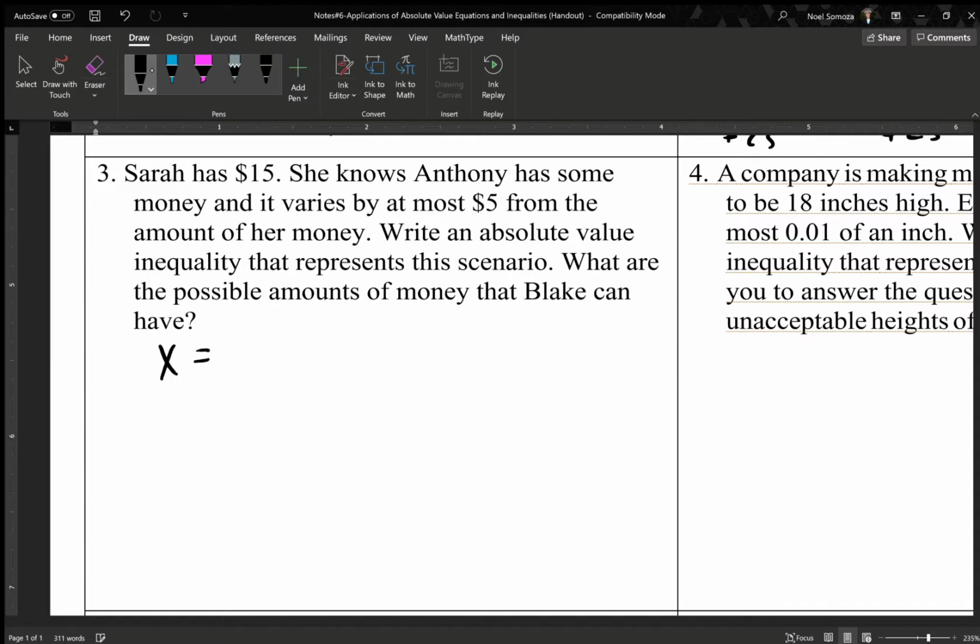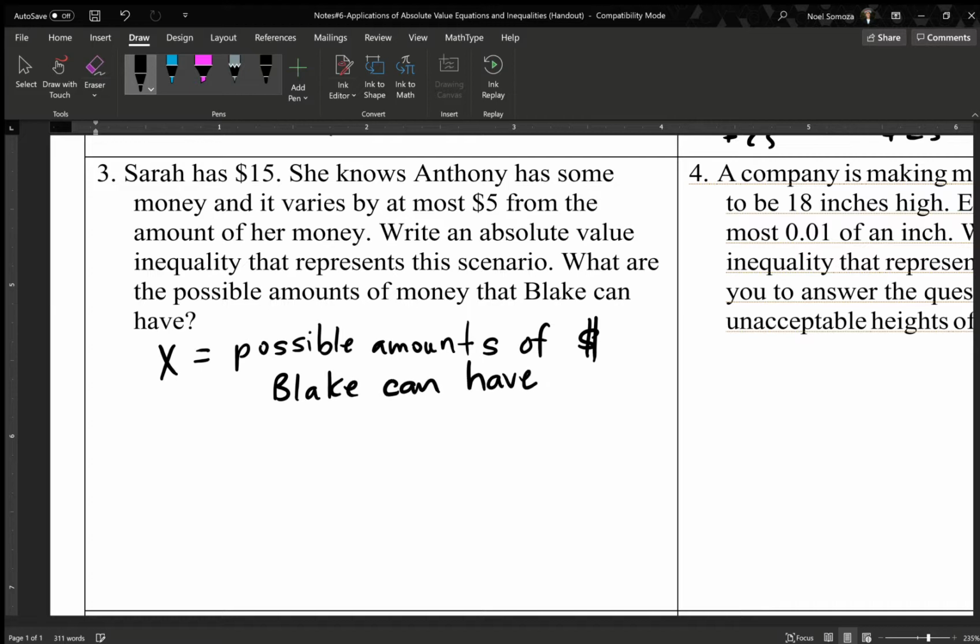Yeah, so it could be possible amounts. I'm going to put $. Possible amounts of money Blake can have. Okay. The keyword possible amounts tells you what? It's some kind of range, right? It could be somewhere in between.